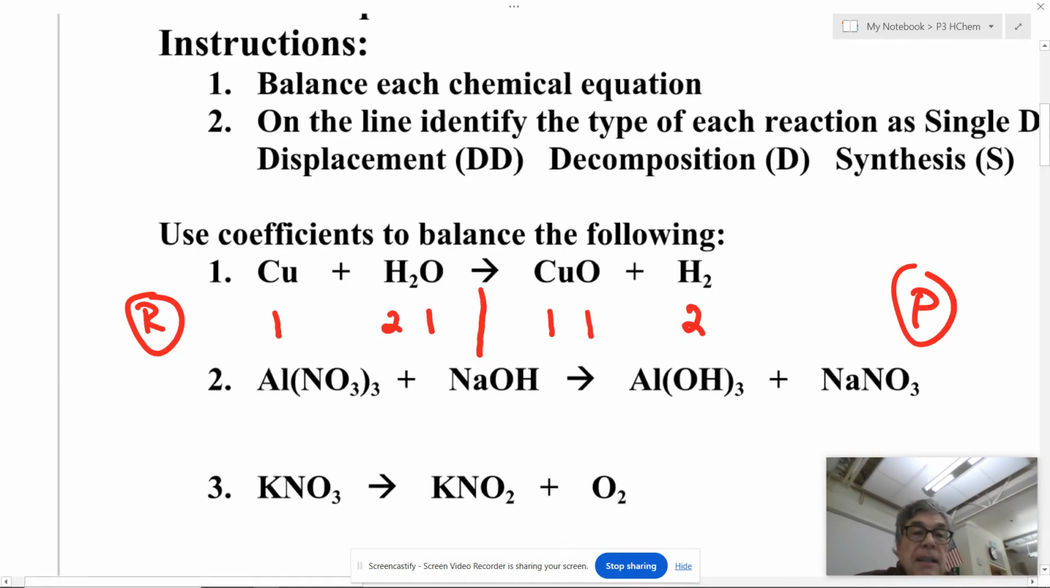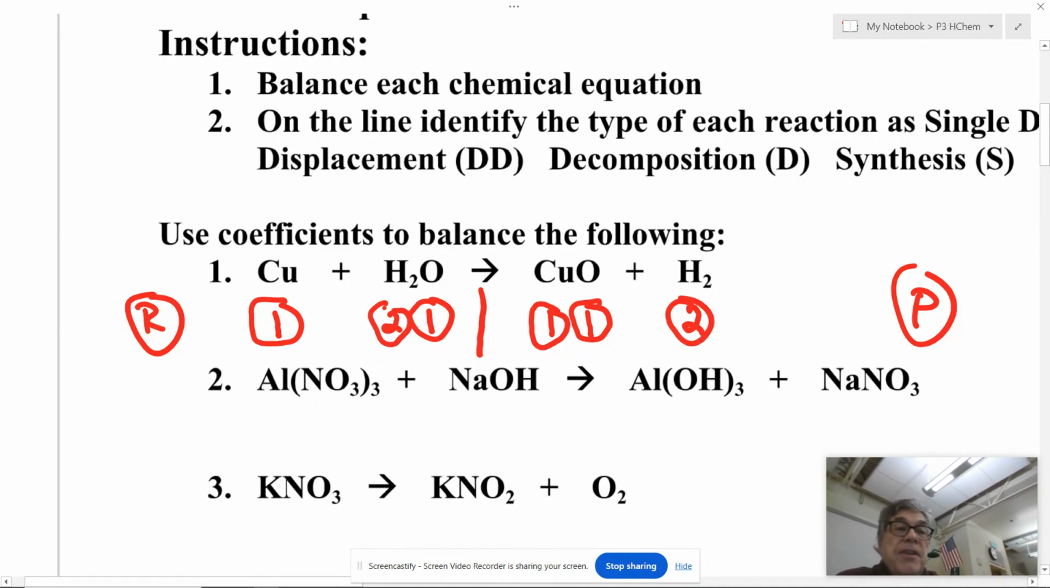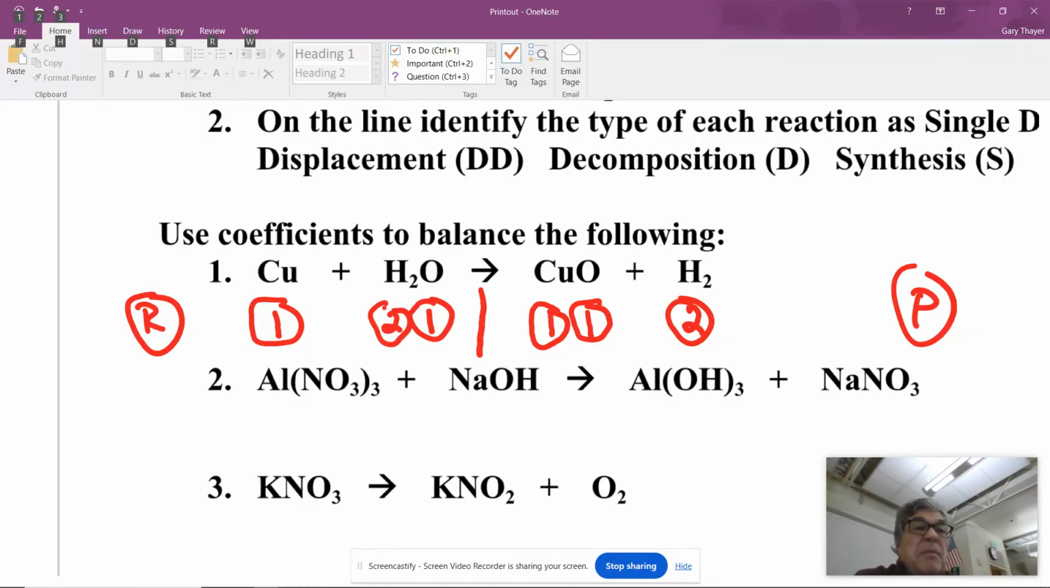So if you look at this, you'll see we have one copper on each side. We have one oxygen on each side, and we have two hydrogens. This equation is balanced as it is written with the coefficients 1, 1, 1, 1, but we don't have to write those in because when you write x, you don't usually write 1x, it's just one of them. So, okay, now let's go on to reaction number 2.